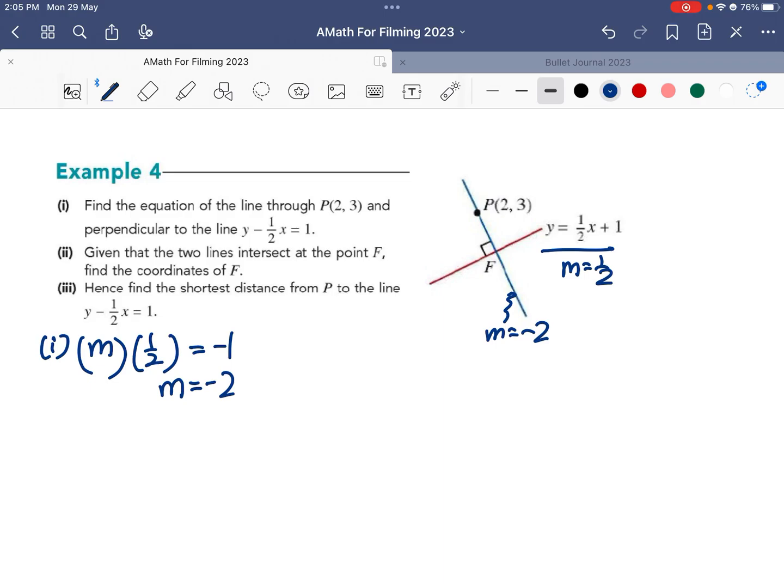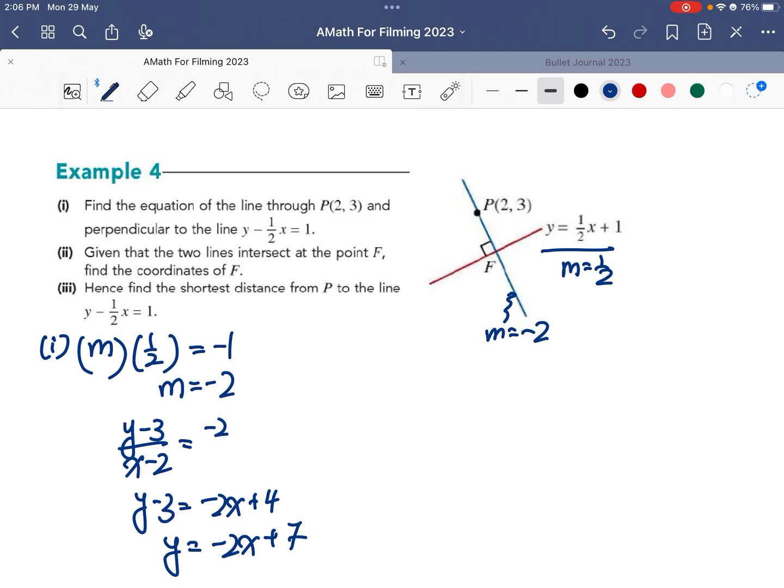Now, if you remember how to find the equation of a line, we use the point P: y minus 3 over x minus 2 is equal to -2. Then very quickly, y minus 3 equals -2x plus 4, so y is equal to -2x plus 7. And that is the equation of the line through P and perpendicular to the other line.